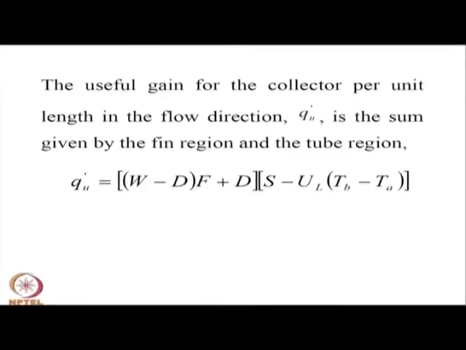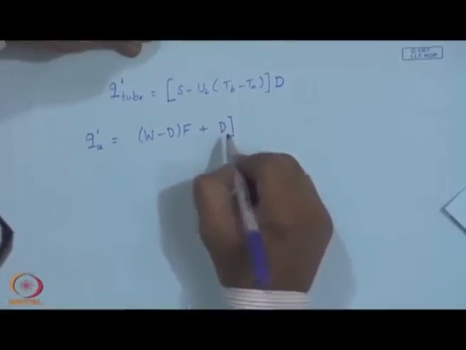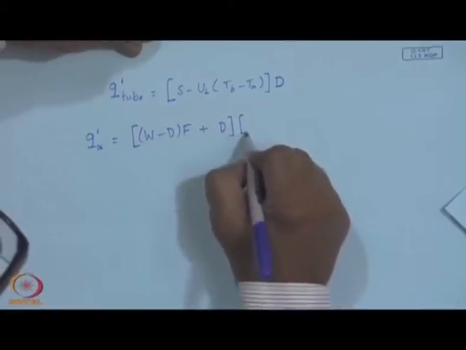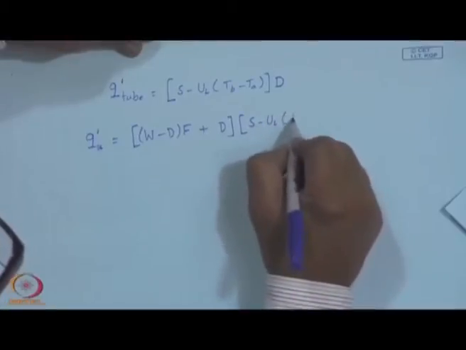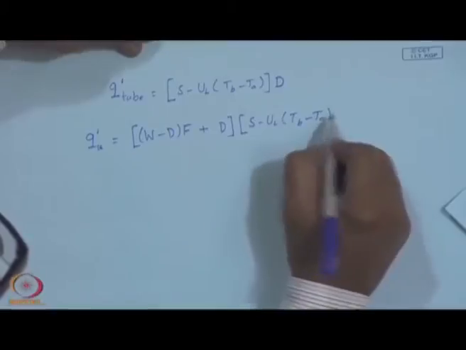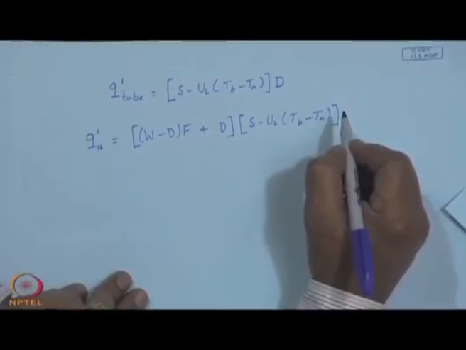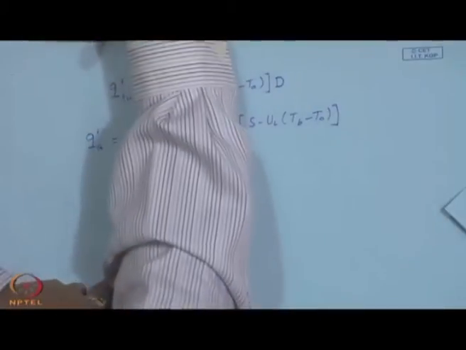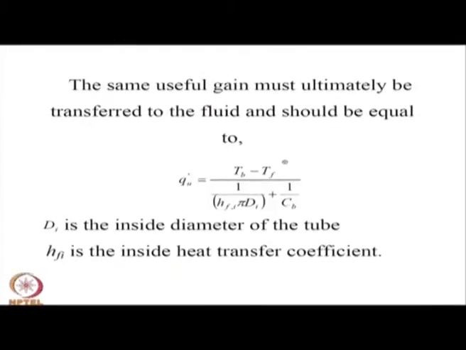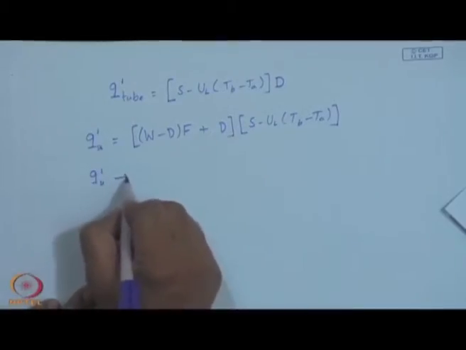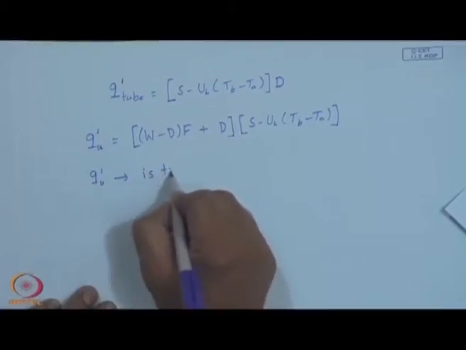Now the useful energy gain should comprise what came from the plate region plus what is gained from the tube region, which when combined gives nothing but (W minus D) times F plus D, times (S minus U_L) times (T_b minus T_a). Now the same Q_u' is transferred to the fluid.